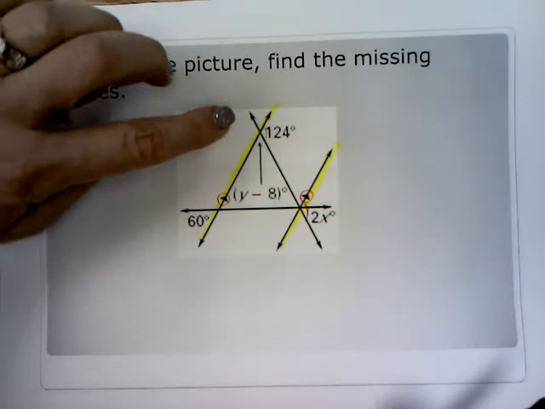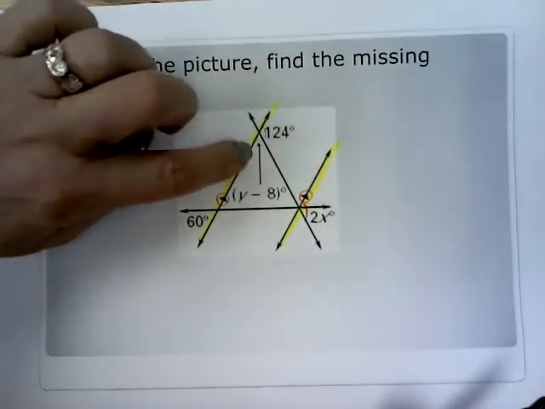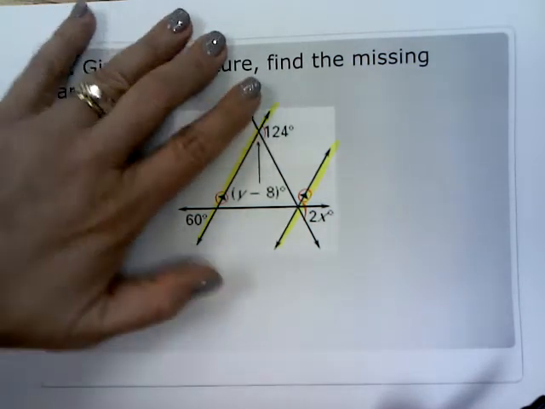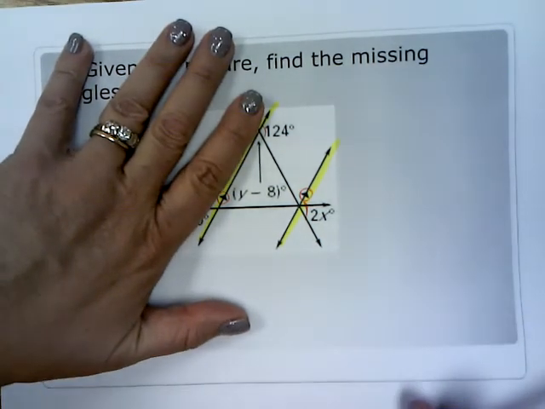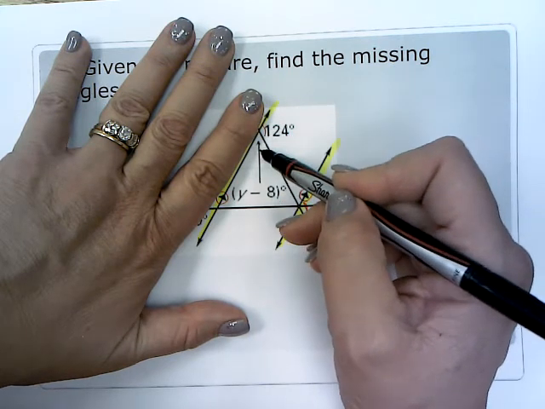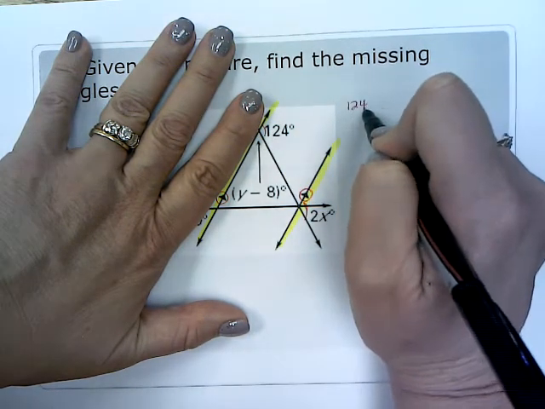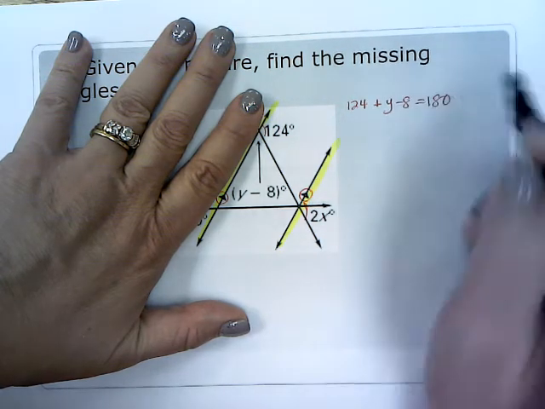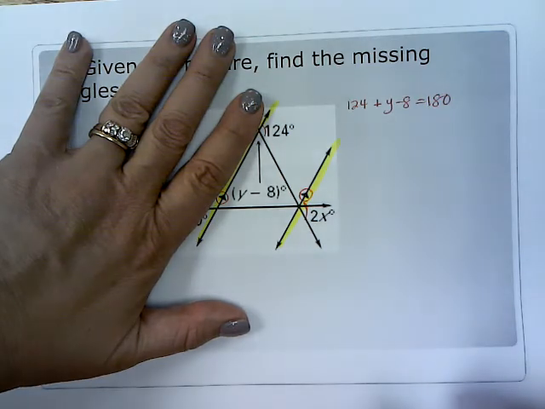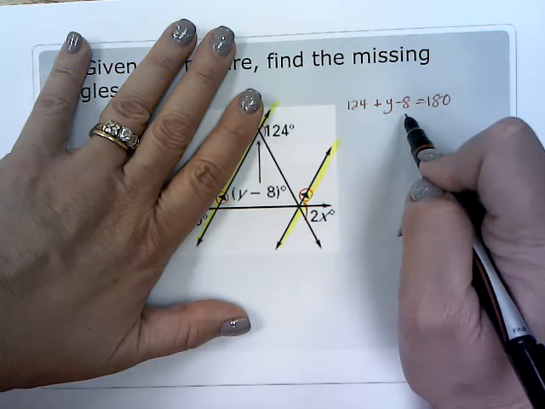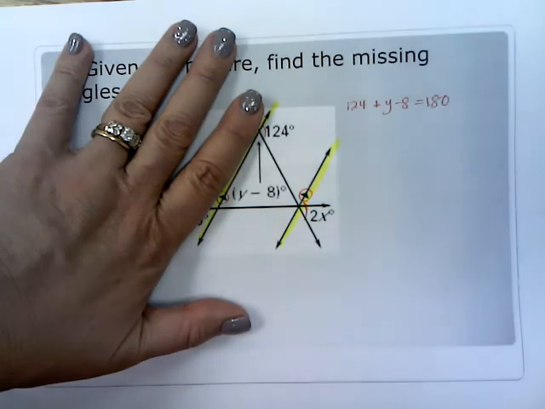I know that if he's 124, this matching side, y minus 8, is going to be 180. How do I know that? Because it's going to make a straight line. It has nothing to do with my reasons for things being parallel, but this whole angle across here makes a straight line, so 124 plus y minus 8 is going to give me a supplementary angle or a straight line. So I can solve for y.